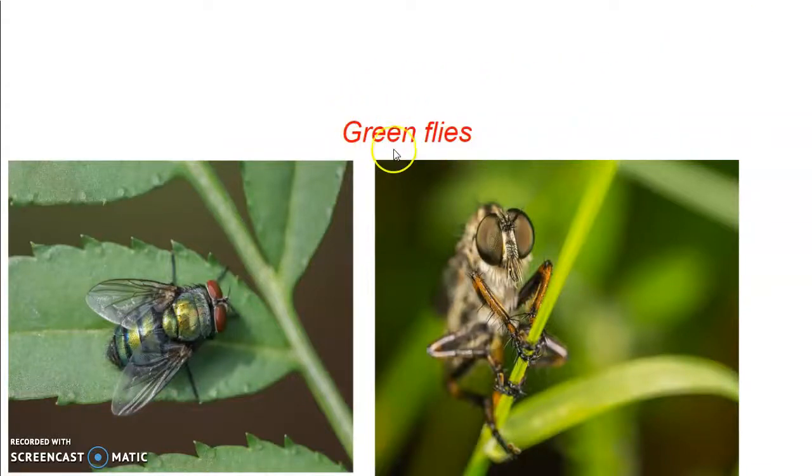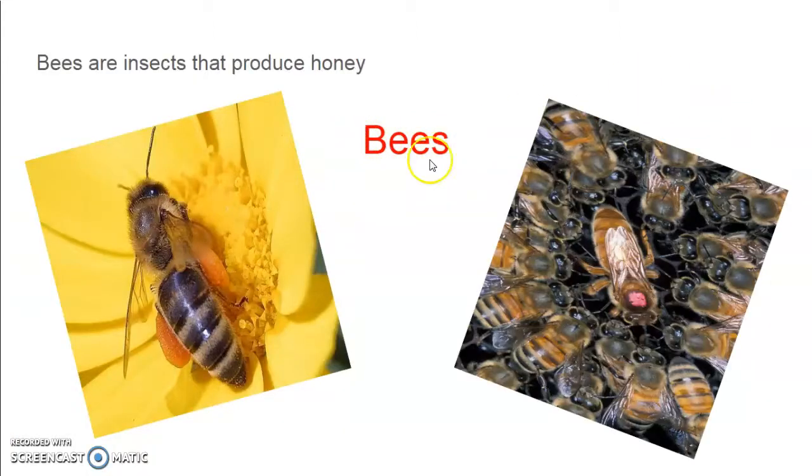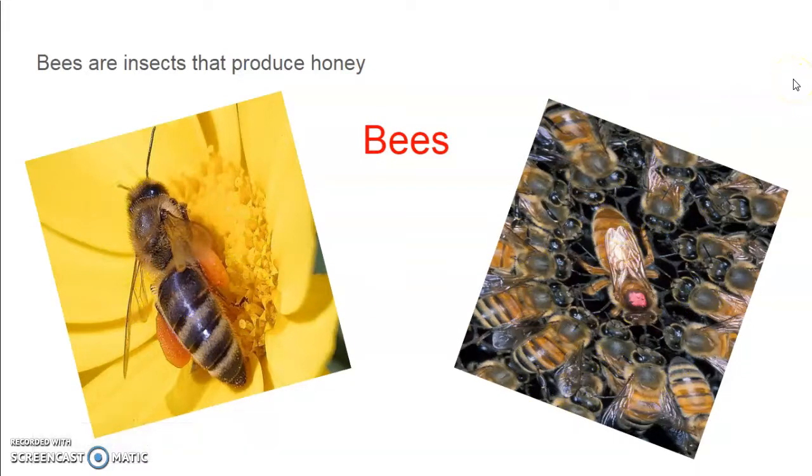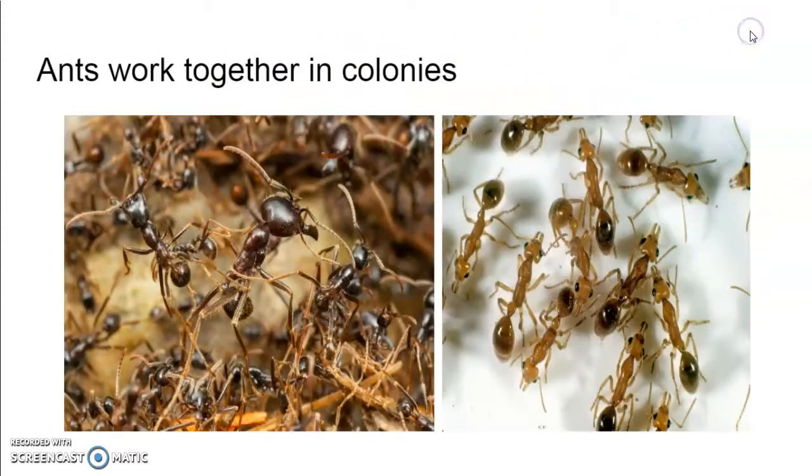Green flies. These live on green plants. Look at these insects. They have 6 legs. Bees. These are bees. They are insects that produce honey. Ants work together in colonies. Look here, colonies of ants. They work together in colonies.